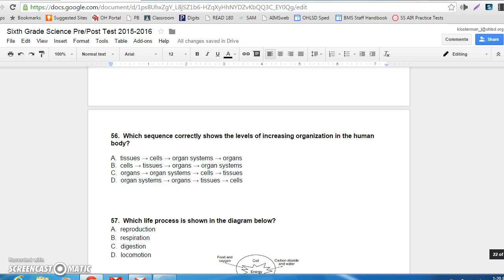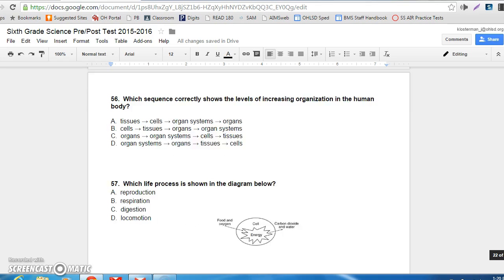57. Which life process is shown in the diagram below? A. Reproduction. B. Respiration. C. Digestion. Or D. Locomotion.